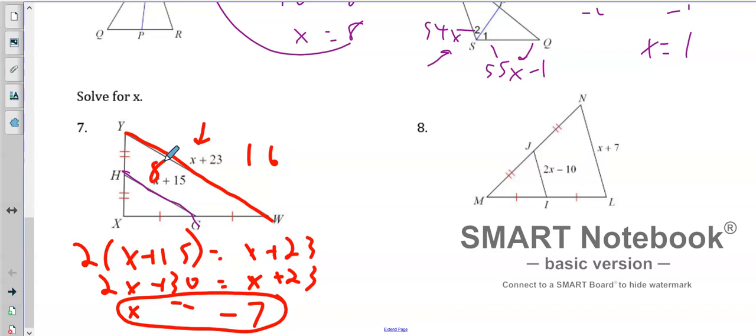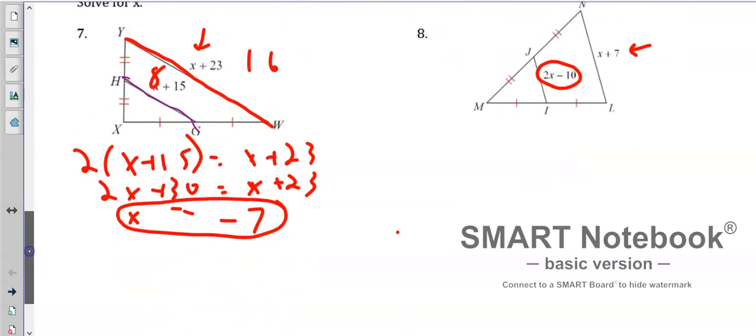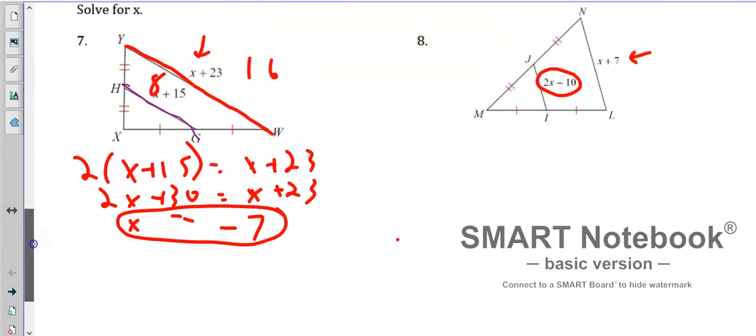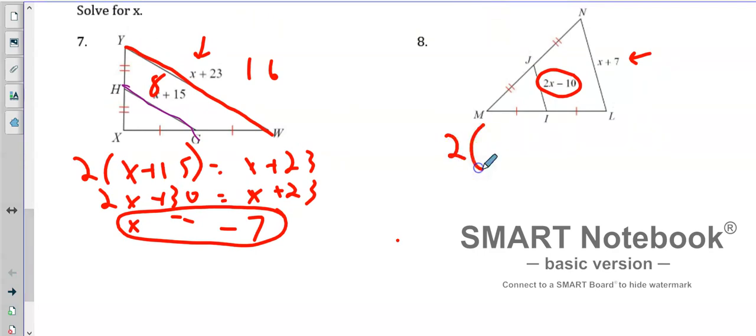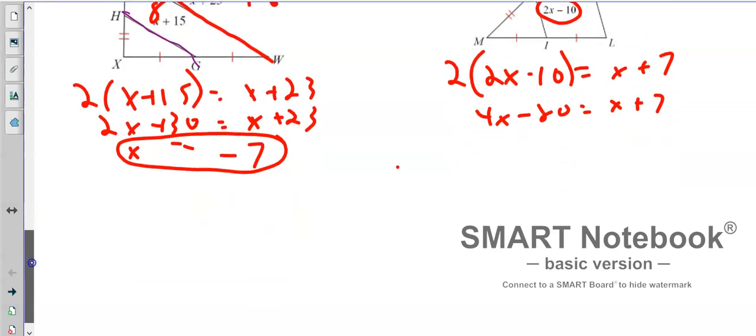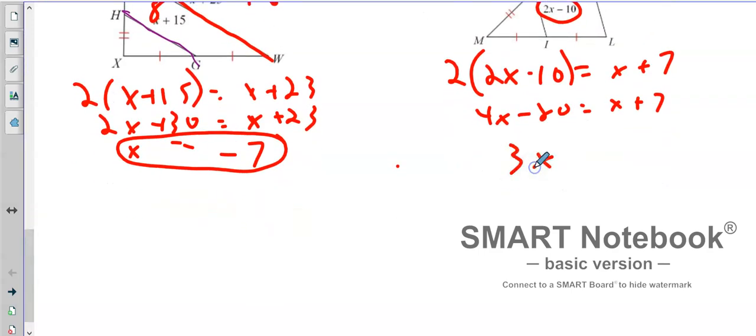All right. Once again, it takes 2 of these to equal this. So I write 2 times this is equal to this. So that's going to give me 4x minus 20 is equal to x plus 7. I'm going to subtract x and get 3x, add 20 and get 27, divide by 3, x equals 9.